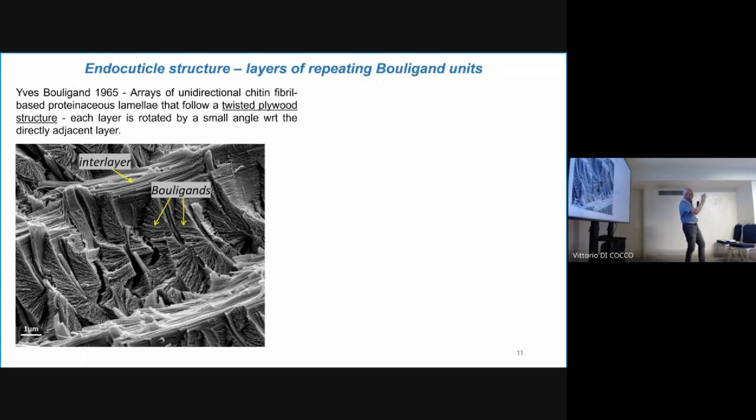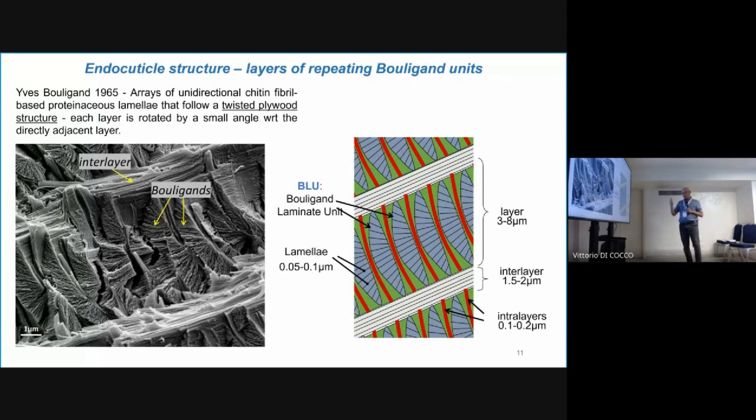Twisted plywood means the structure goes like this. Every one of those is a twisted plywood, and each layer is rotated by a small angle with respect to the next layer. So this is a drawing that Israel made. You have layers. This layer is between 3 and 8 micron. The interlayer is between 1.5 and 2 micron. And then between the Bouligands, you have intralayers, which are sub-micron, nanometer.